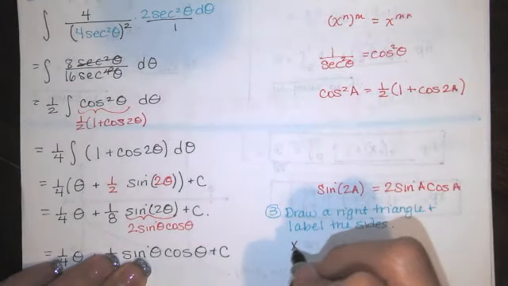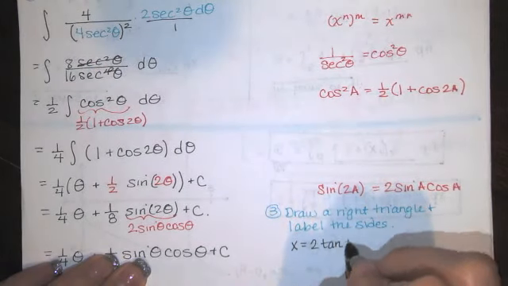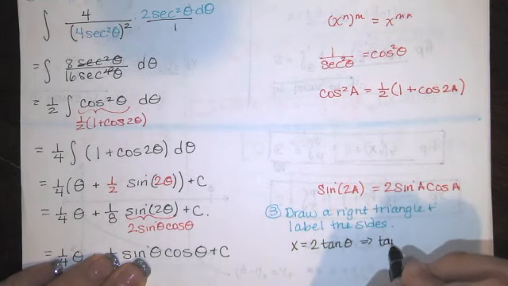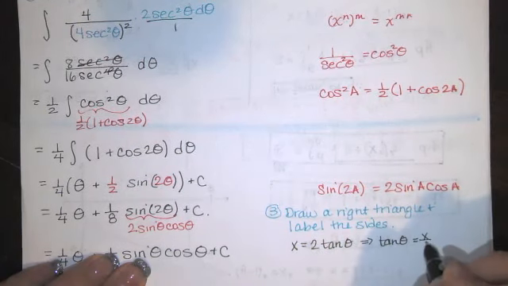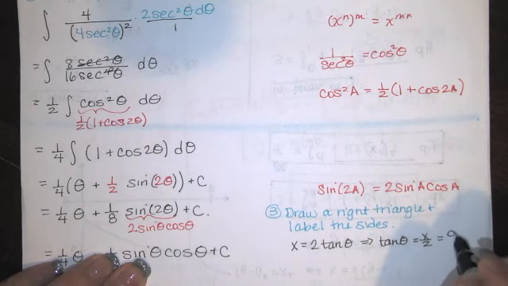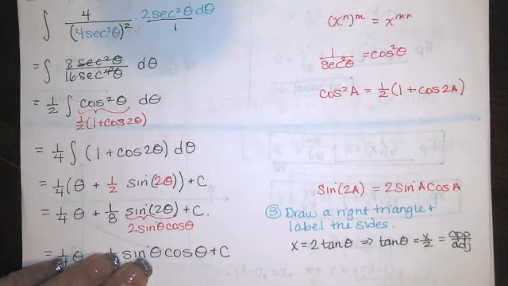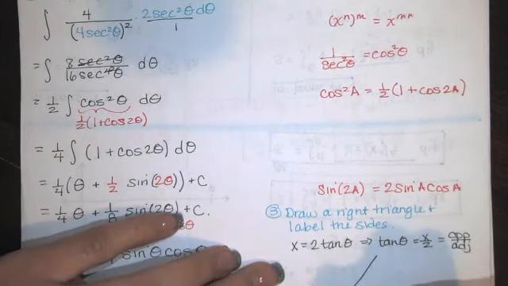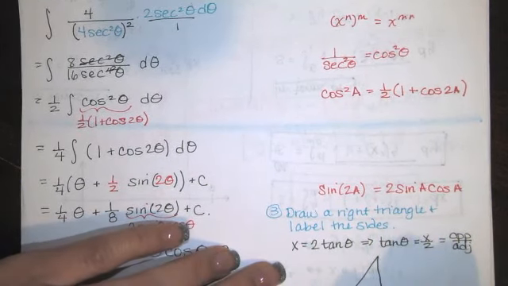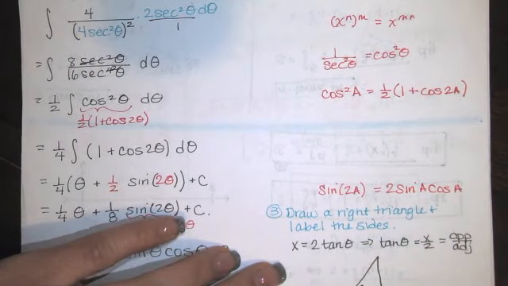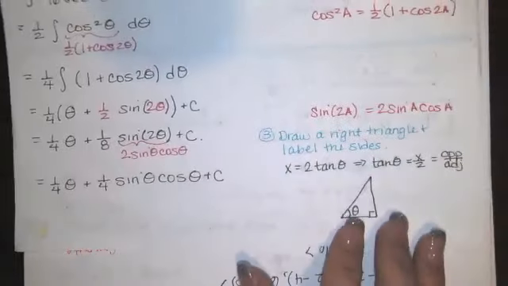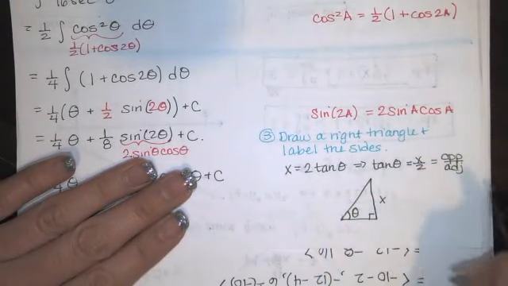We had x equals 2 times tan theta. Solving for tan theta, we get tan of theta equals x divided by 2. Tangent is opposite over adjacent. Remember, SOH CAH TOA, TOA right there. So if I draw my right triangle like this, if that's theta, the side opposite theta should be labeled x, and the adjacent side should be labeled 2.